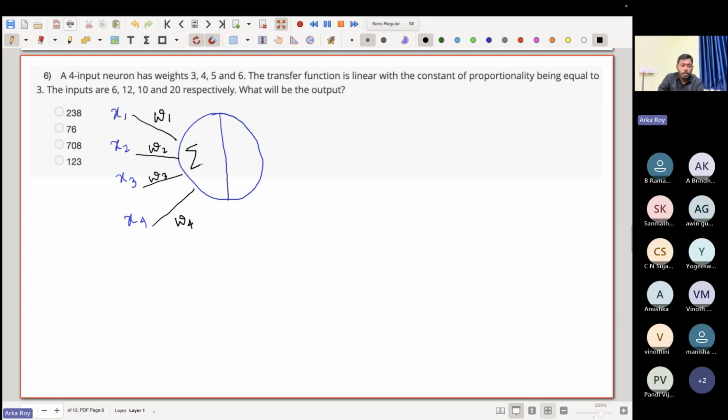And you do summation wi xi. This is the first process that happens inside the neuron, and it is called a linear combination. And then you have a transfer function. Let's say this part corresponds to a transfer function, which in general is some sort of an activation function.